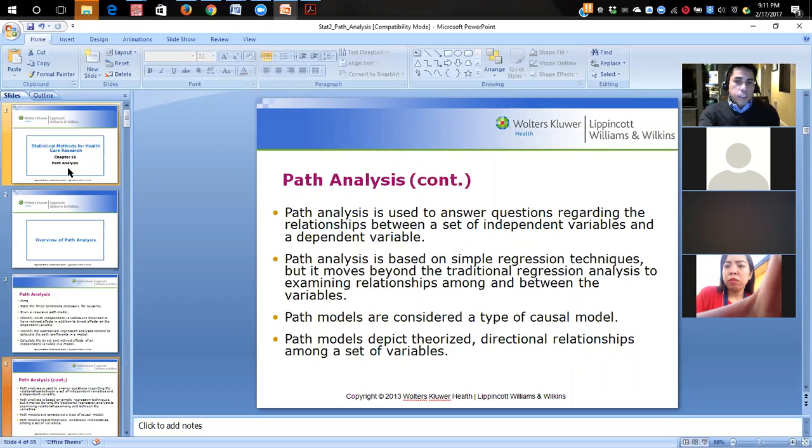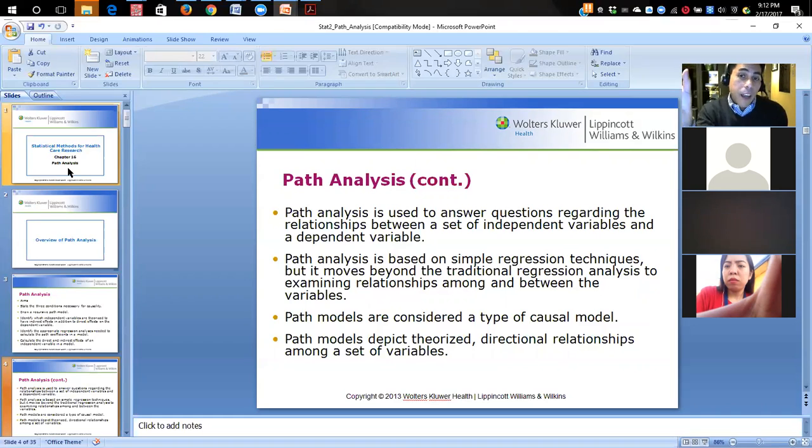It answers questions regarding the relationship between a set of independent variables. So in simple regression, we only have one independent variable that leads to a dependent variable. So we have x1 leading to y. But in path analysis, you can have x1, x2, x3. You can have 3 independent variables, and then these 3 independent variables are actually being examined for direct and indirect effects using correlation coefficients.